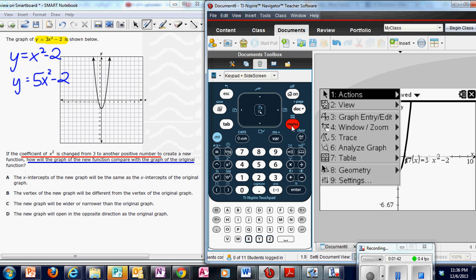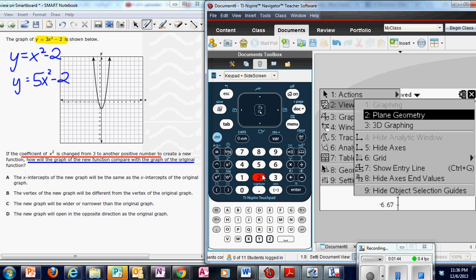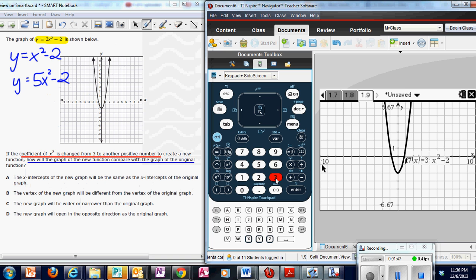Okay, if it helps you to see the grid, we can change that. Menu, 2 for view, 6 for grid, and we can show the lines with 3. That's up to you. So now let's graph that second equation. Tab, and we'll type x squared minus 2. And it looks like the original equation is inside of the new one. So the new one became wider.